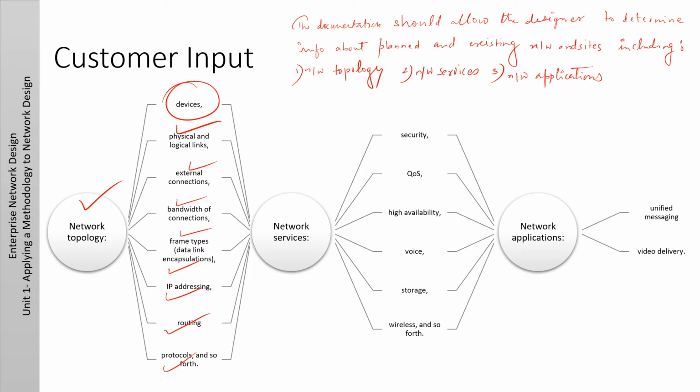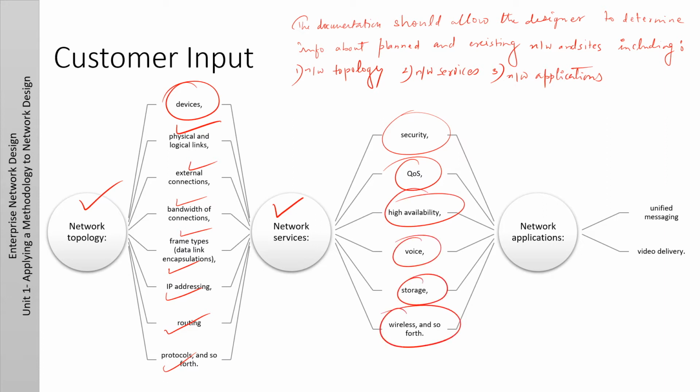Now come to network services. What are the different services? Security, quality of service, high availability, voice, storage, wireless and video, and much other information associated with network services. These are all interconnected. And then finally come to network applications. Examples include unified messaging and voice delivery. All this information should be included in the design document. It also forms the basis for breaking the network into modules.